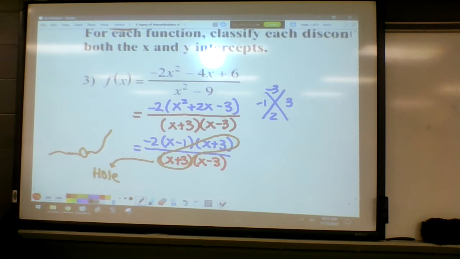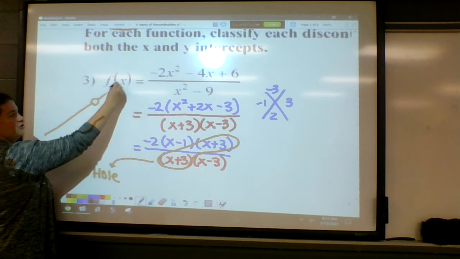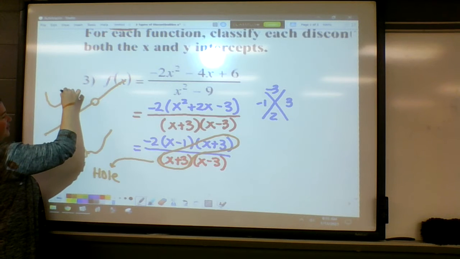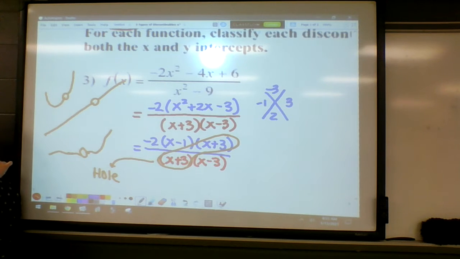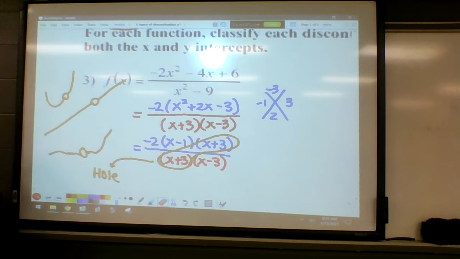If the factor matches in the top and the bottom, if you have a match, then there is a hole in your graph. If you were drawing a line and there was a hole, you would just keep going. Or maybe you had a quadratic and there was a hole, you would just keep on going. If there's a match, there's a divide by 0 issue, but it also causes the top to be 0, so it's just a little hole in your graph.